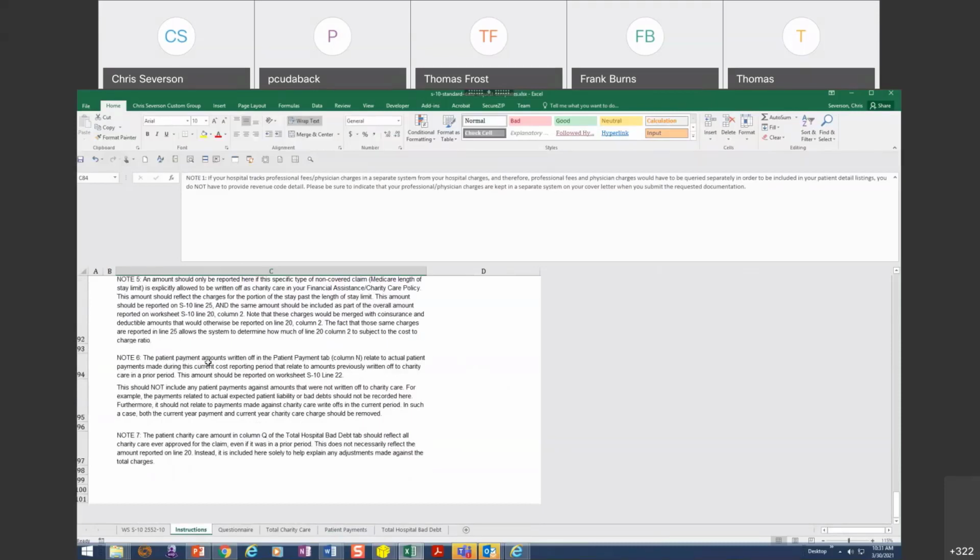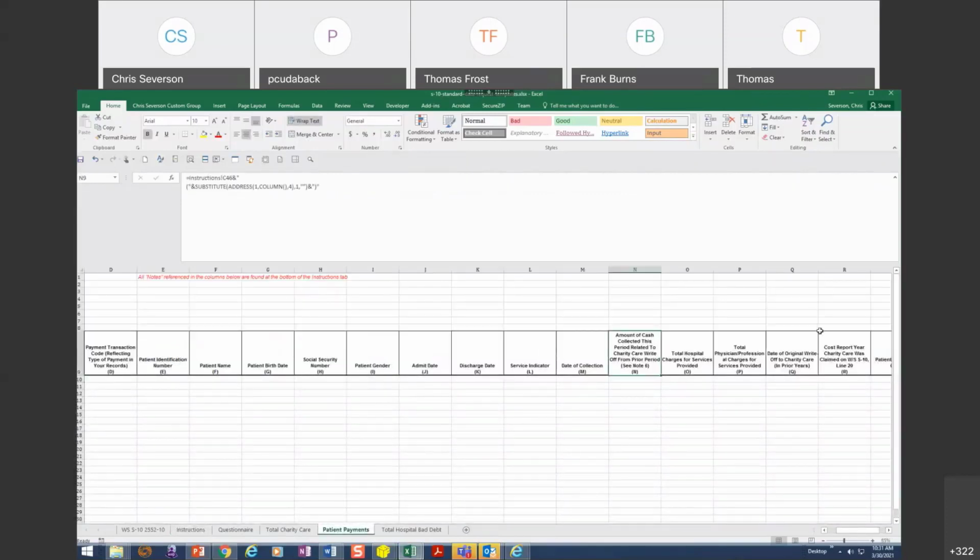The patient payment amounts written off in the patient payment tab relate to actual patient payments made during this cost reporting period that relate to amounts previously written off to charity care in a prior period. And then, as I said earlier, this should not include patient payments that were against non-charity care amounts. If they already owed 75%, then of course their payment against that 75%, that's a valid payment. That's not included in line 22 because the original amount would not have been included in line 20 either. So there's nothing to offset there.